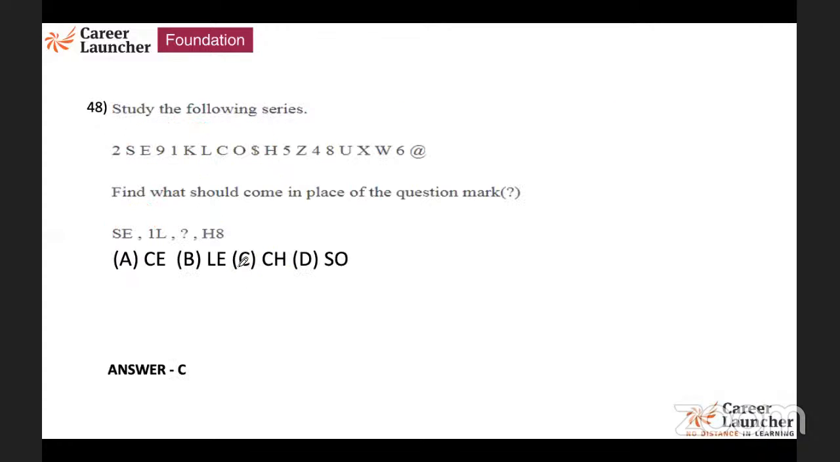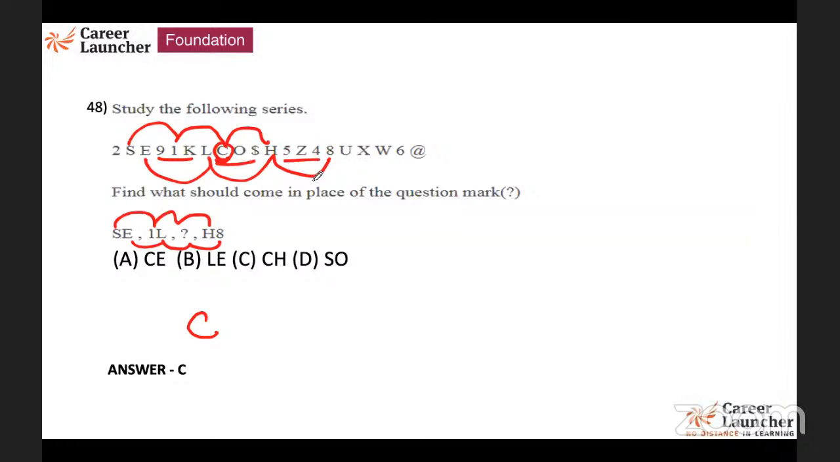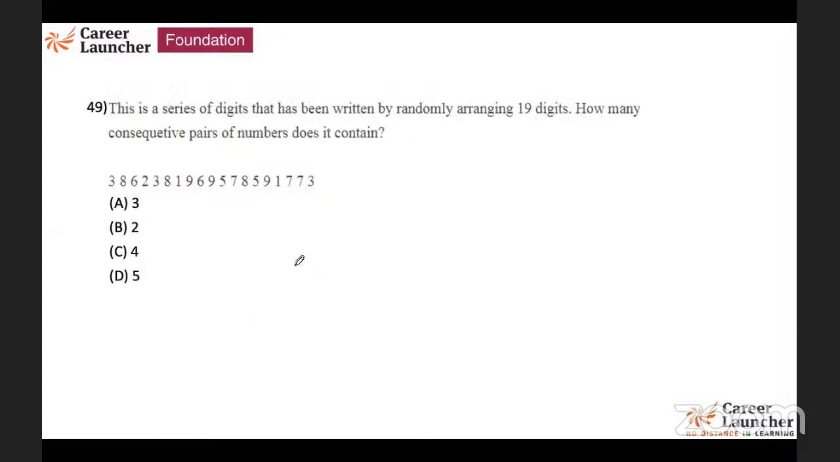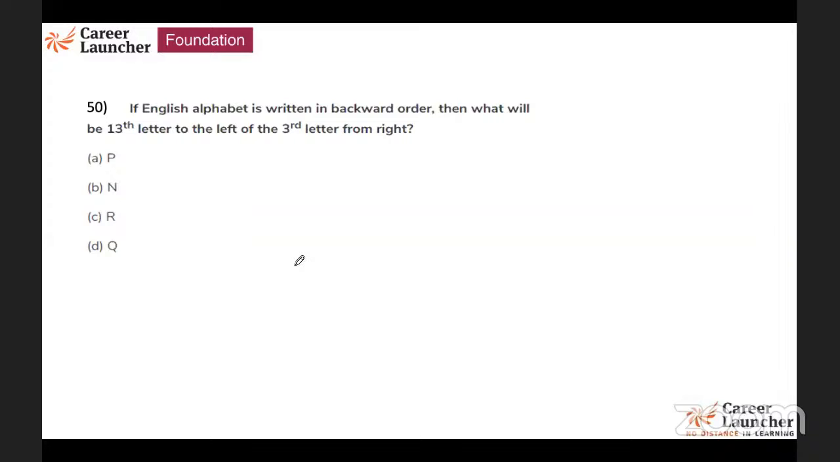See, Prateek, look at this. S1-H, S1CH. So for the first part, it should be C. Then the second part, EL-8, ELH8. All of them have 3 in between, if you notice. Correct? So it has to be H. That's the reason you got CH. I'll skip this question. This is a good question. The 50th question, we'll do it. Please solve.